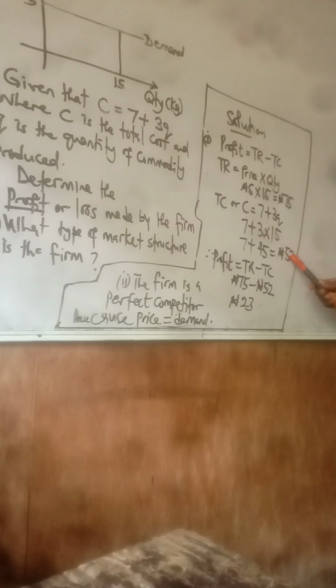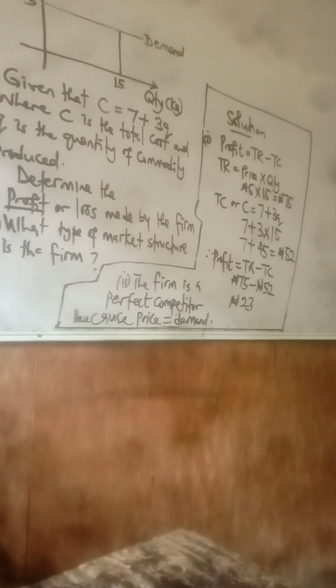Then since your total cost is less than your total revenue, or in other words, your total revenue is more than your total cost, that's a profit situation. And the profit will now be total revenue minus total cost. That is 75 naira minus 52 naira. We have our profit to be 23 naira.